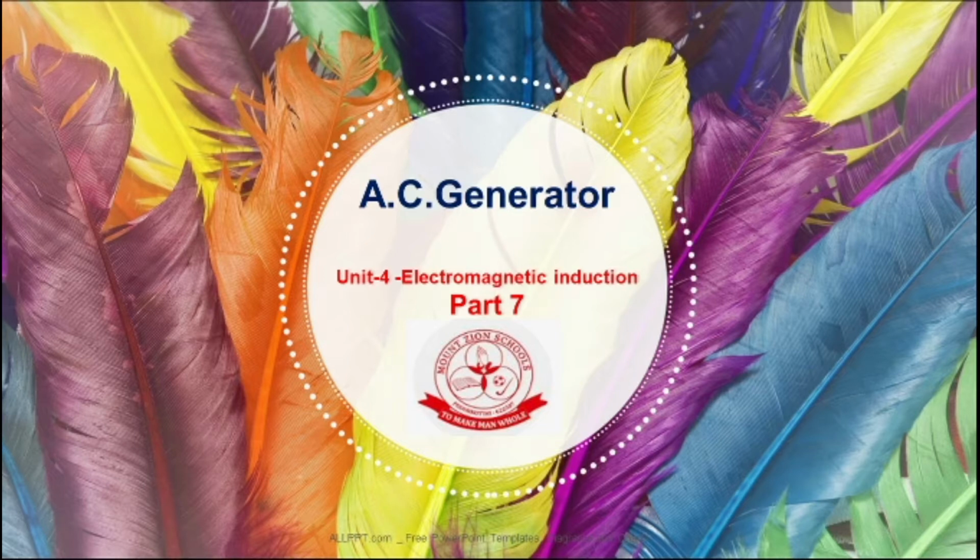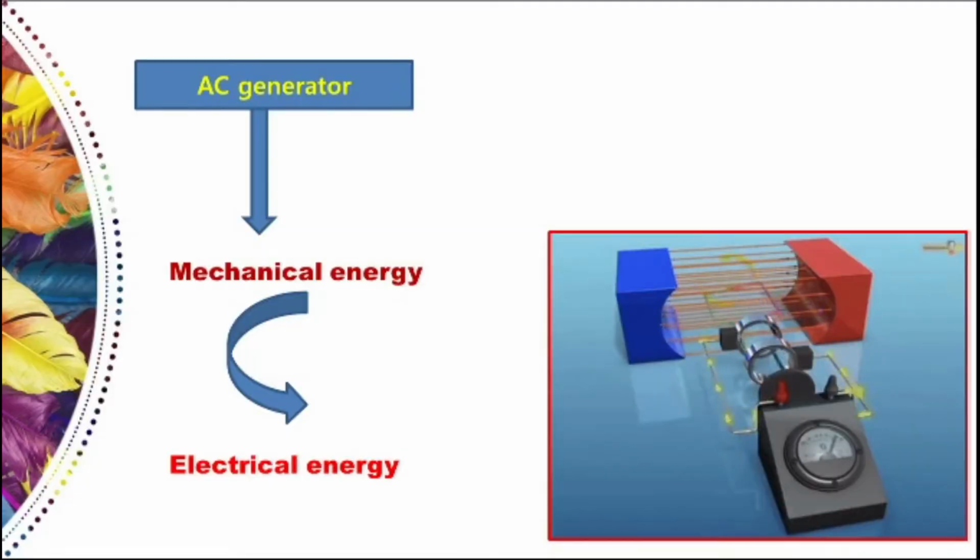The phenomenon of electromagnetic induction has been technologically exploited in many ways. An exceptionally important application is the generation of alternating current, that is AC. An AC generator or an alternator is an energy conversion device. It converts mechanical energy into electrical energy.